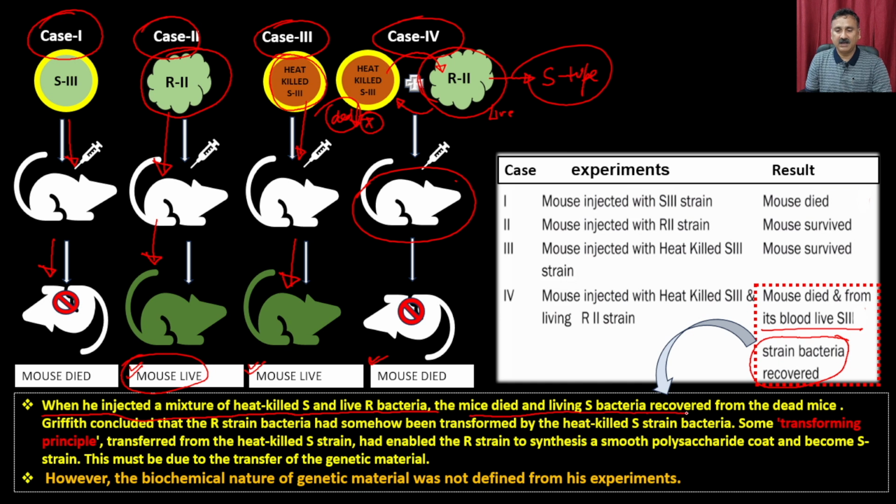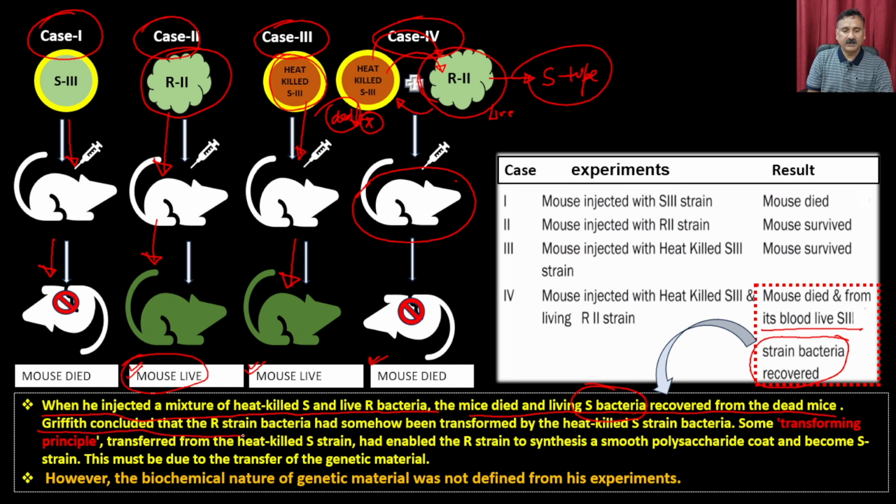So when Griffith injected a mixture of heat killed and live bacteria, the mice died and living S bacteria were recovered from the dead mice. Remember that he injected heat killed S type bacteria, but he got live S type bacteria, because the genetic material present in the heat killed S type bacteria went into the R type bacteria, and that started expressing its own genome, and that's how it caused the generation of S type bacteria.